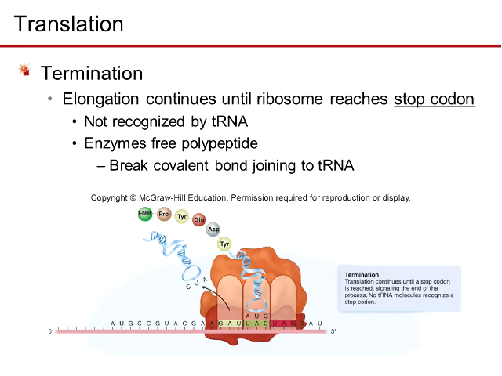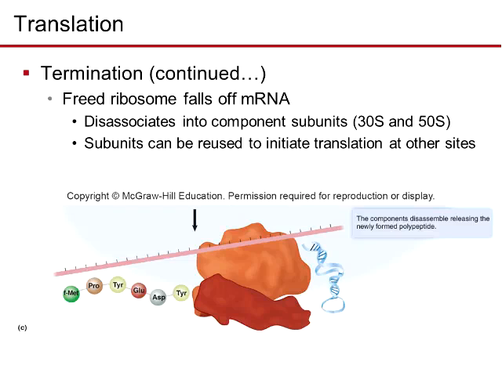Now termination is the last step. Elongation continues till the ribosome reaches the stop codon, if you will, the terminator. It's not recognized by a transfer RNA. Enzymes free the polypeptide. They break the covalent bond joining it to the transfer RNA, and thus we have this protein that we've created based on these various amino acids that we've identified.